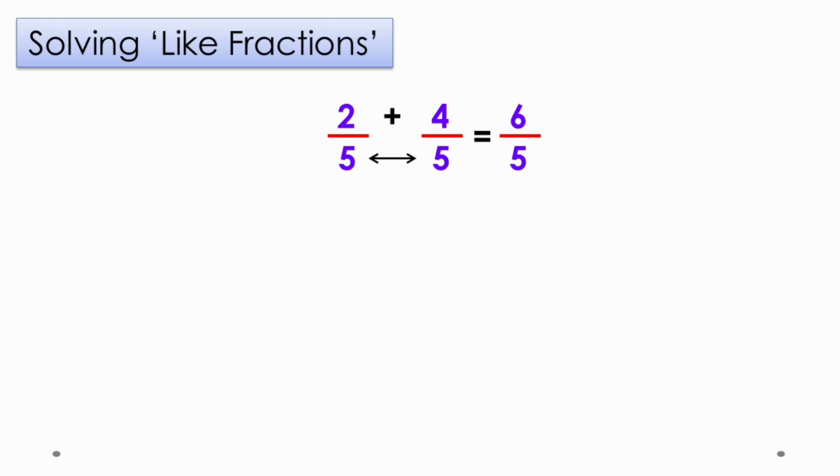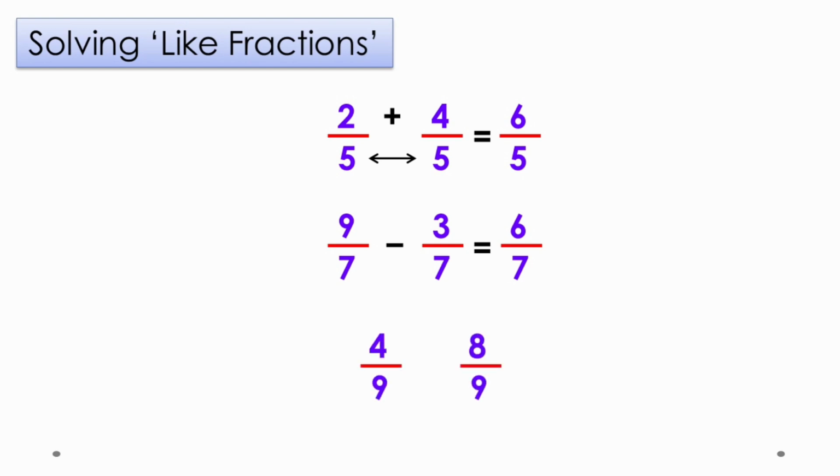Similarly, if we have to subtract 3 by 7 from 9 by 7, we can subtract 3 from 9, which gives us 6, and we keep the denominator same. So we get the answer 6 by 7. Now if we have to compare 4 by 9 and 8 by 9, we can easily see that 8 is greater than 4. So 8 by 9 is greater than 4 by 9. As discussed earlier, we will consider only the numerator for comparison as the denominators are same. So this was about adding, subtracting and comparing like fractions.